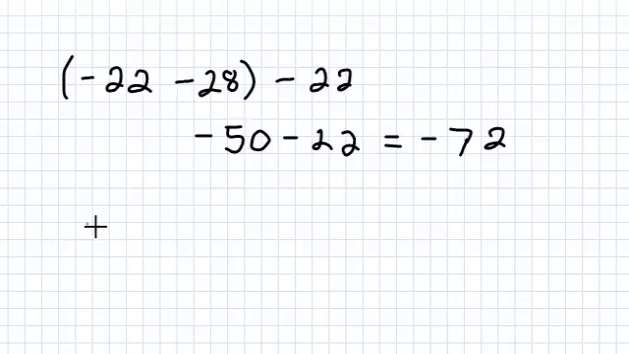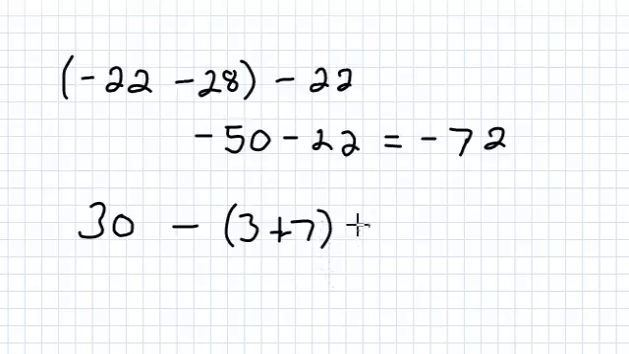Okay, let's do one more here. 30 minus, and 3 plus 7. Right, so this becomes 30 minus 10. Okay, so we do what's in parentheses first here. And of course that's just a 20.